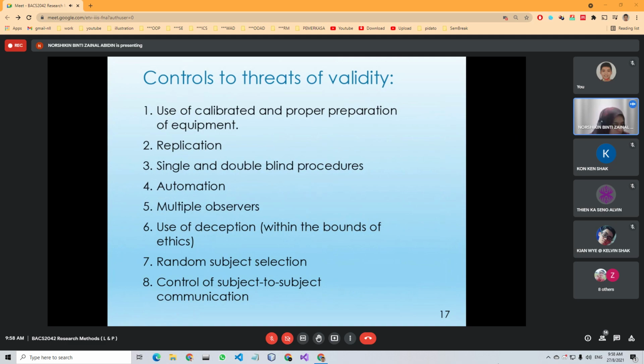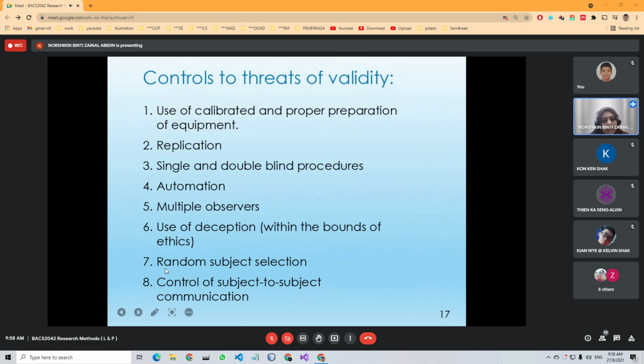Deception sounds like Decepticon. Deception is the act of causing someone to accept as true or as valid. So within the bounds of ethics, I think there's one lecture on this, ethics in research. Okay. So use of deception.